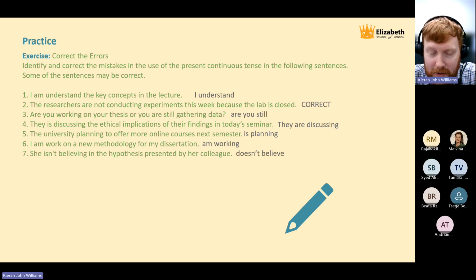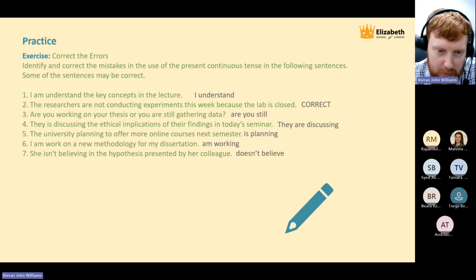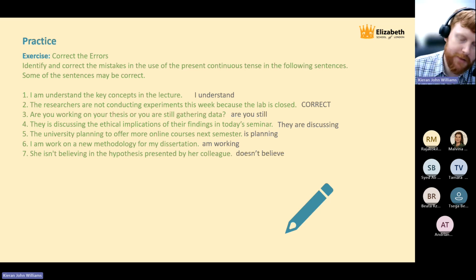No. Okay. Why do you say no, Saeed? She's not leaving. Ooh, okay. He doesn't believe in it, yeah? So what type of word is believe? State verb. Thank you. So if it's a state verb, it has to be in the simple form. So it should be she doesn't believe. Okay. All right. So congratulations if you got all of those correct.